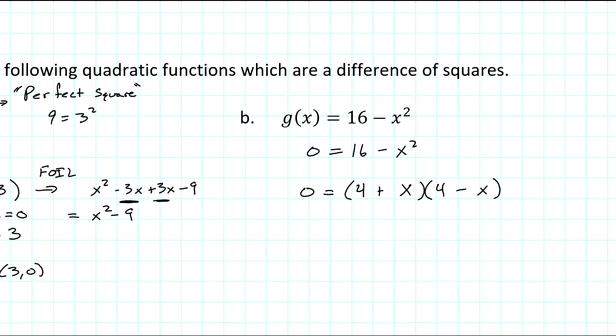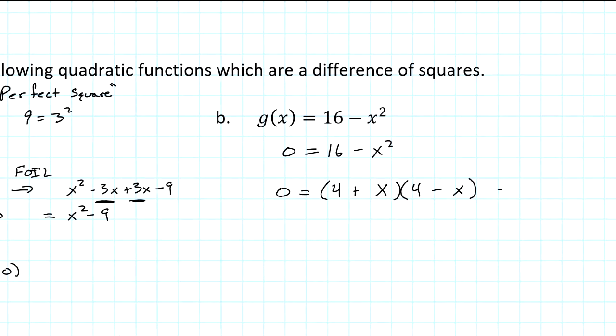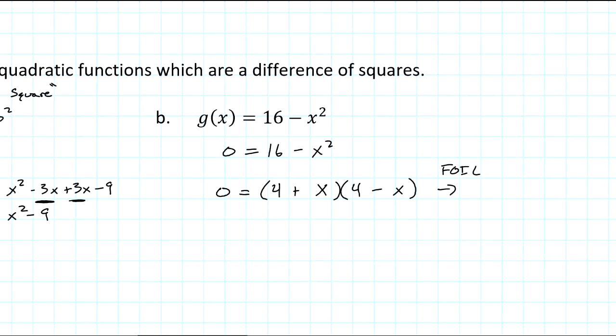minus, then when we FOIL this, so normally I wouldn't write this part on the right, but just to show that this works, once again, we would get 16 minus 4x plus 4x minus x squared. And the middle terms would cancel to be 16 minus x squared, just like we want.